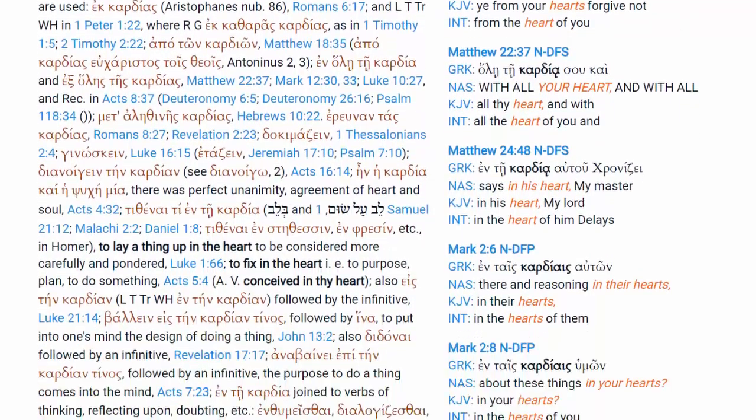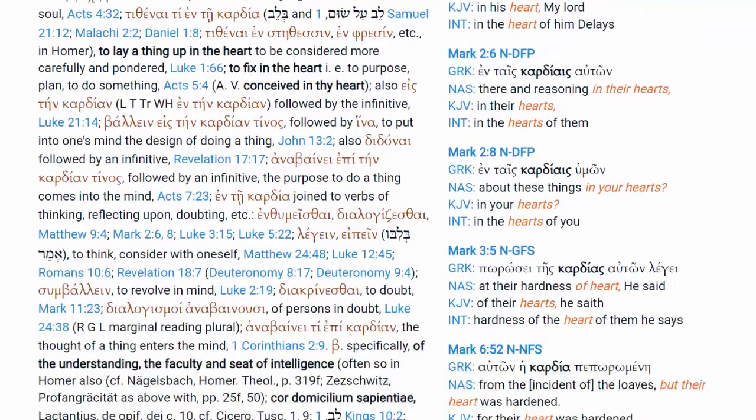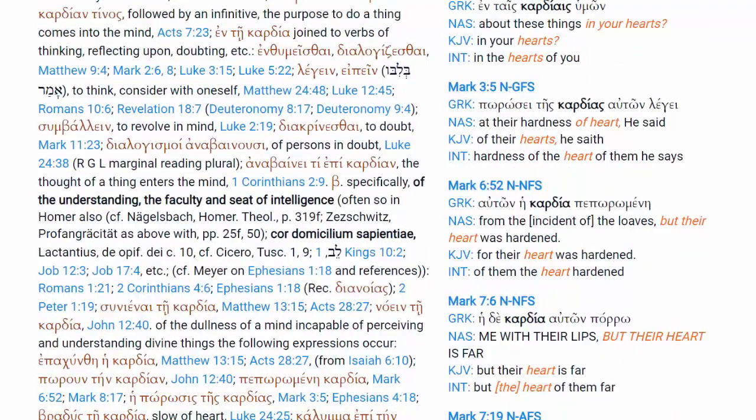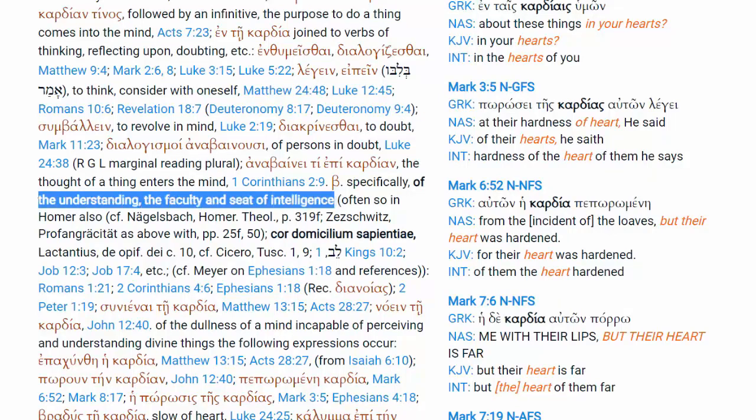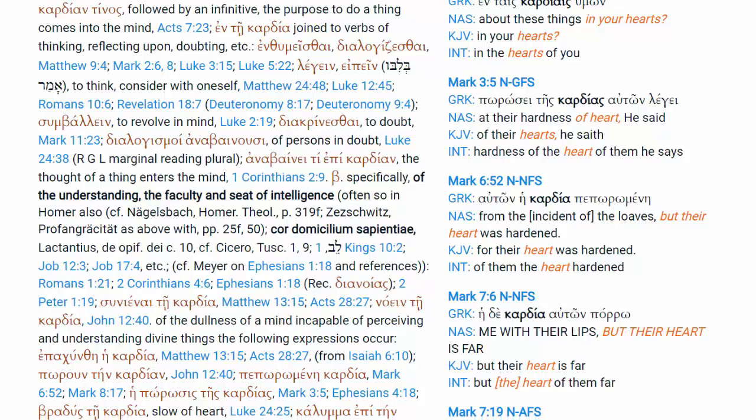As you can see, we can gain benefit from just reading some of these bold words, scanning those, we begin to get a broader sense of the range of meaning. Notice this, the understanding, the faculty of intelligence. So we're moving away clearly from the corporeal, the anatomical heart. We're moving away from desires. Now we're moving to thinking. So in some situations, it's the faculty of intelligence that's meant by cardia.